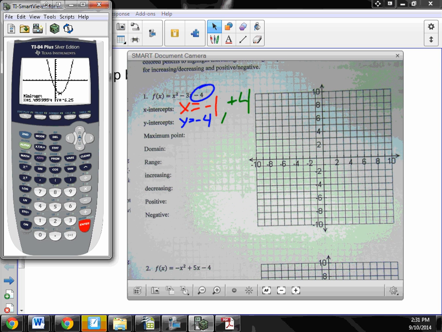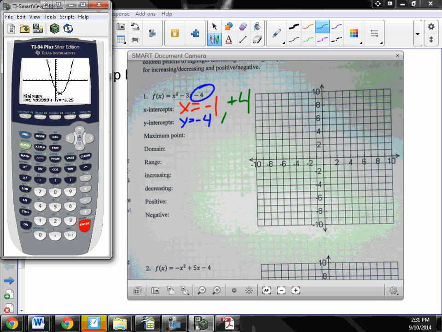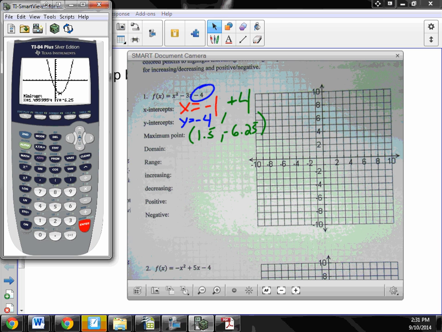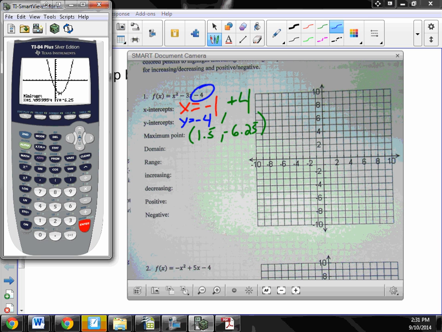And my minimum point, and this is the calculator attempting to be smart, and it's not. So it really is 1.5 comma -6.25. It rounded that off. Well, it uses a complicated equation to figure it out, and it just does.